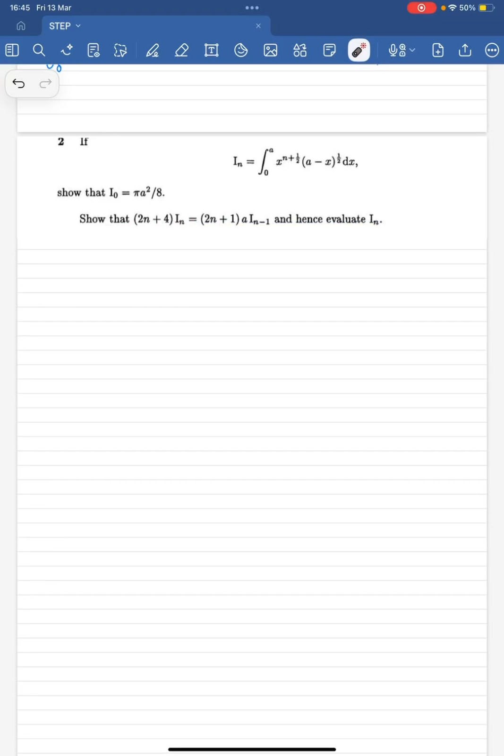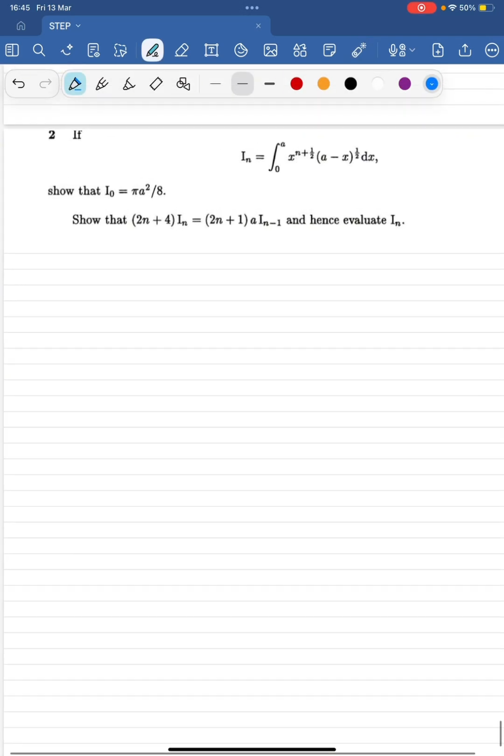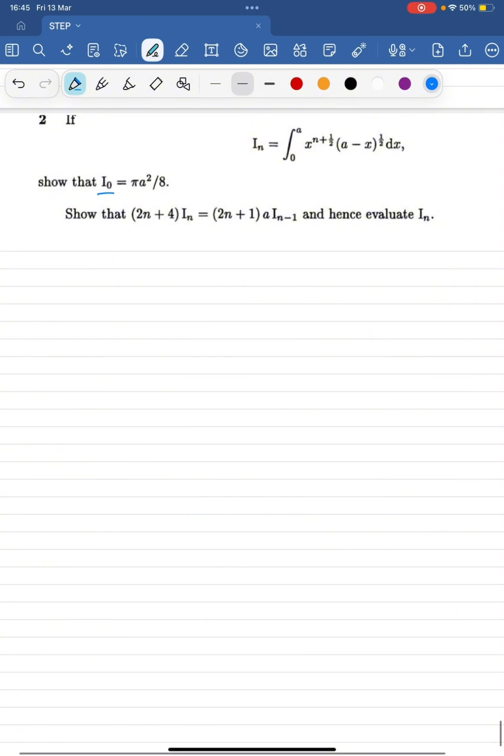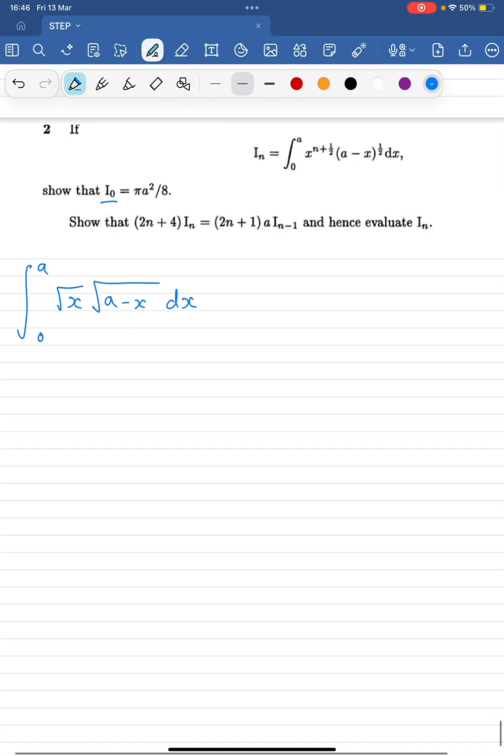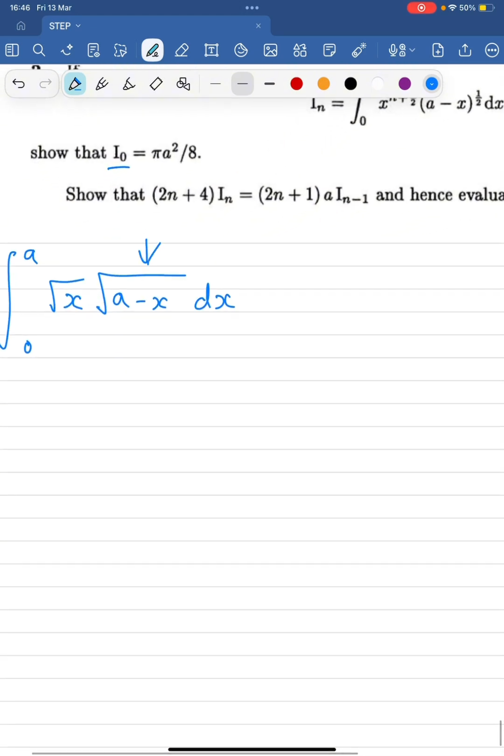This is a step 3 question from 1997, and I'm just going to go through it and see how it goes. I haven't tried it before, so hopefully I can do it. So, the first part is asking us about I of 0, so that's just when n is 0. So that'll be the integral of root x times root a minus x dx, because the n is just 0. And I'm thinking trig sub here, because I want this root to become a cos, I think.